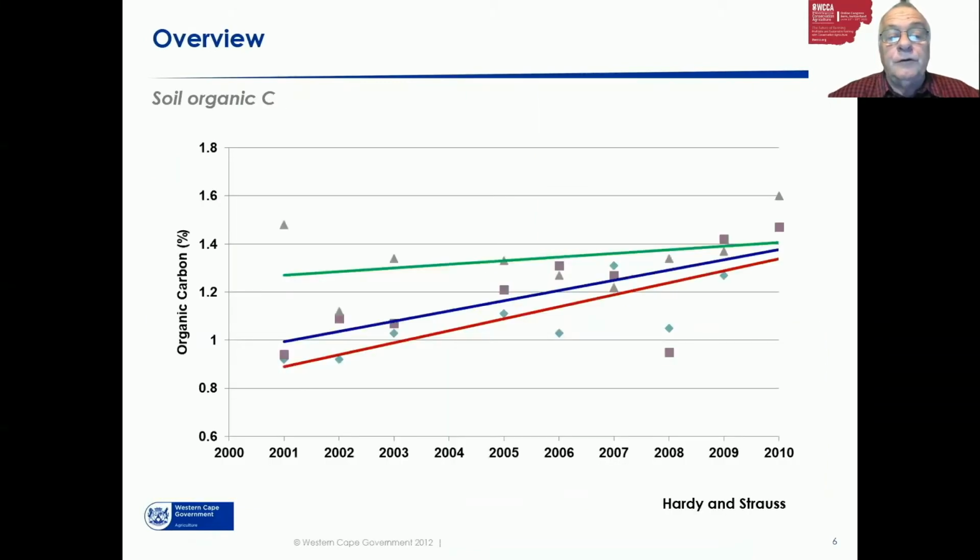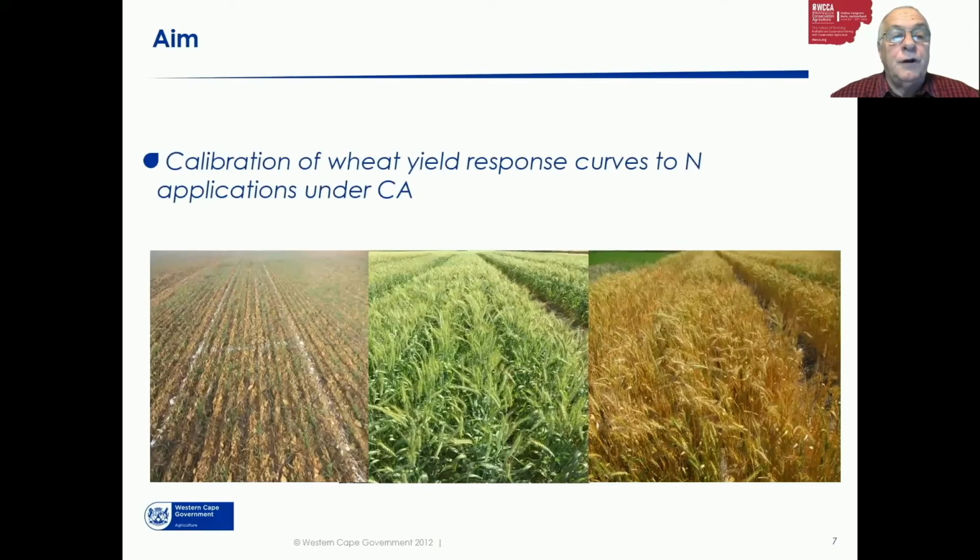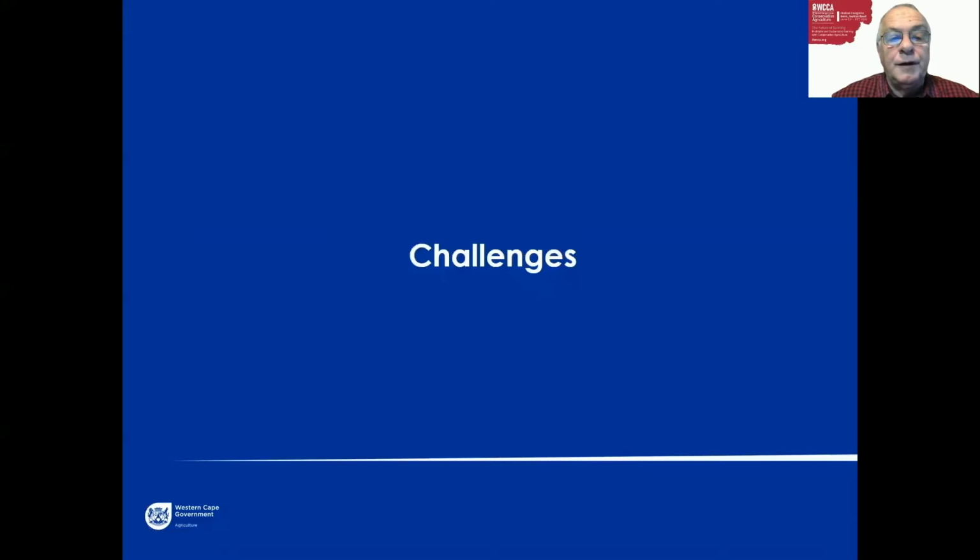And the result of this is that the carbon content of the soil will increase over time, and I don't think I would really need to explain the importance of this. Once the carbon content increases, a lot of things change within the soil, with positive effects on yield and nitrogen mineralization, etc. So we then decided to look at the calibration of wheat response curves, where wheat is grown under CA conditions in South Africa.